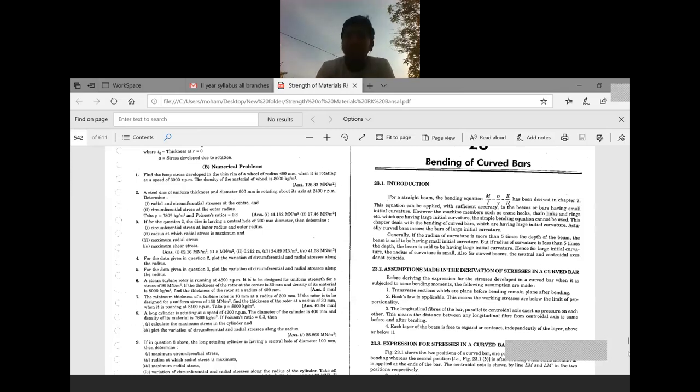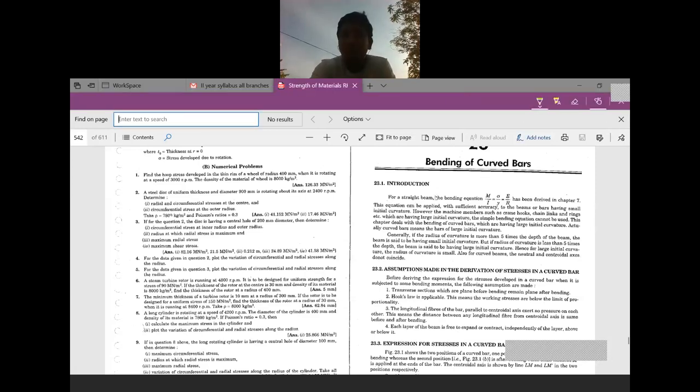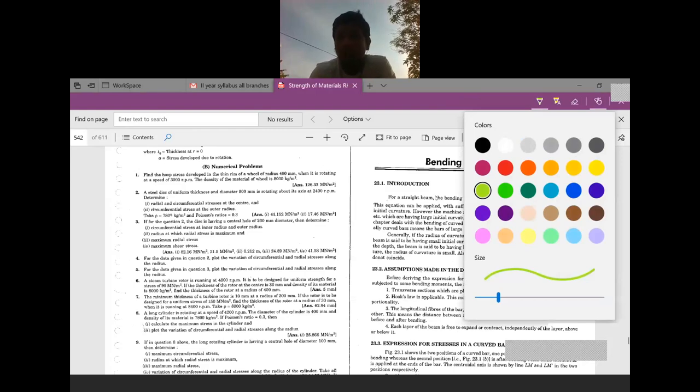Understand what is the application of a curved bar? Where do you use the curved bars? The curved bars will be used in crane hooks. If you see a crane hook, the hook is in the form of a curve. It is a curved bar. So this is one of the applications of a curved bar. Crane hook is one of the examples. C clamp is also one of the examples of a curved bar. Understand? Here you're going to study about curved bars.